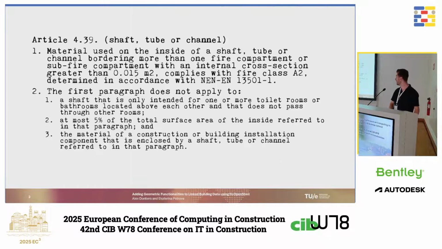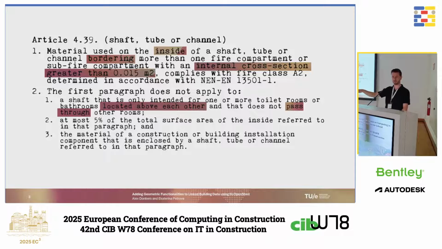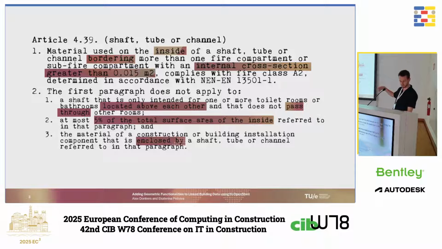Let's, for example, take one of the regulations that we just saw. This is one from the Dutch building codes. Material used on the inside of a shaft, bordering one or more fire compartments with an internal cross-section, blah, blah, blah, should comply with a fire class, but not if that shaft is intended for one or more toilet rooms located above each other, and the thing does not pass through other rooms, 5% of, etc. So one article contains 7 of these relatively complex geometrical computations, and we have hundreds of these articles.